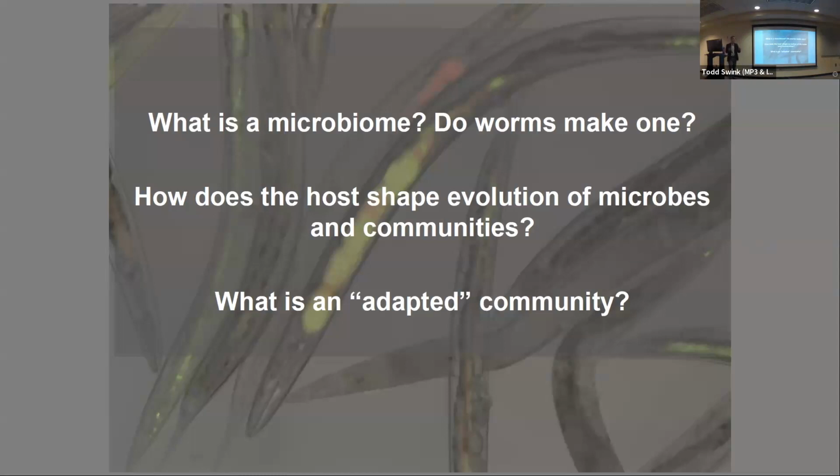We start adding differences in different kinds of bacteria. And it's not going to stay still. We know that things are going to change over time. Bacteria are great at changing. So once we have a community, how does the host shape evolution? How does adaptation happen? And what does it look like when we have adaptation of a community?